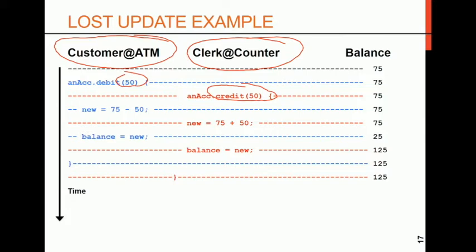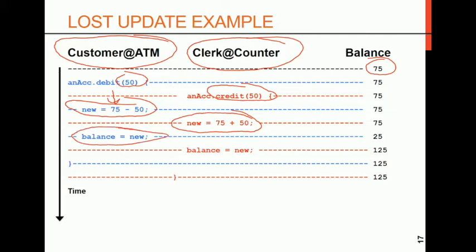So this is the overall balance here. At the customer side, let's say you've got some kind of variable. When they withdraw their money, it stores the new amount, which is £50. And also the clerk accessing the account at the same time, adding money to the account, the same thing happens. The new amount variable adds 75 to 50, and then the global variable balance becomes equal to new here, which sets the overall balance to 25.